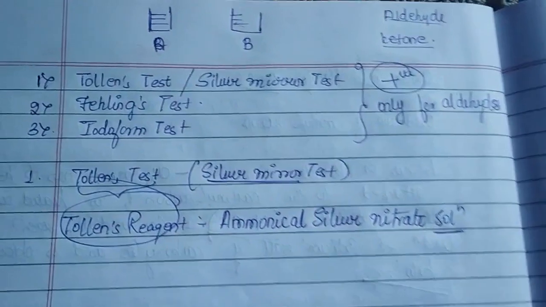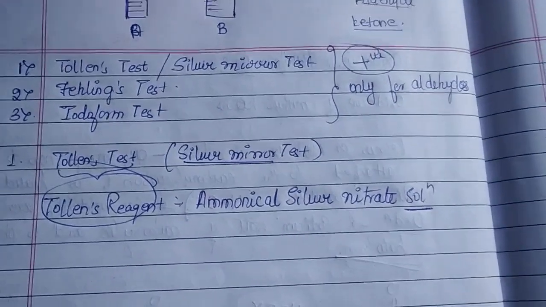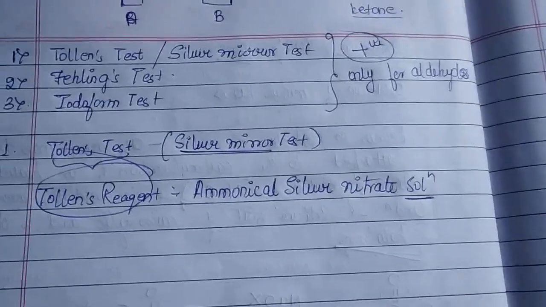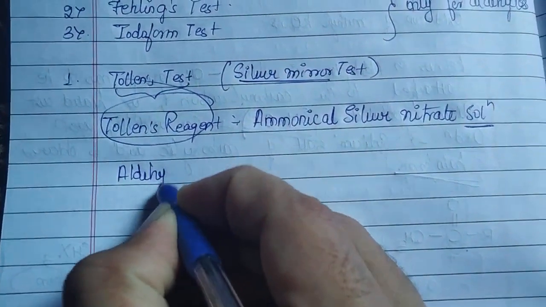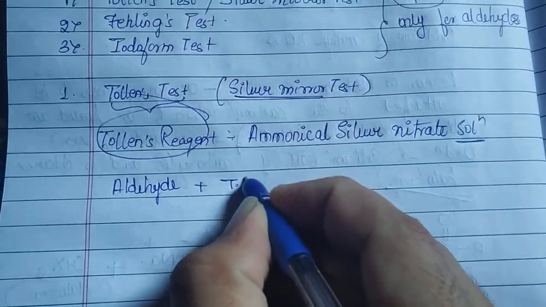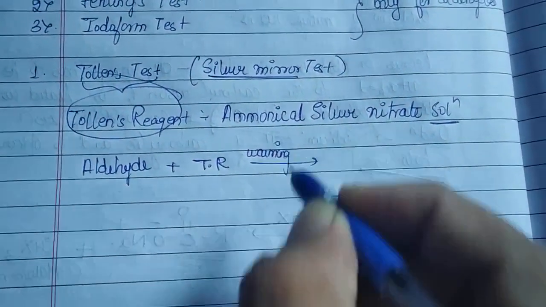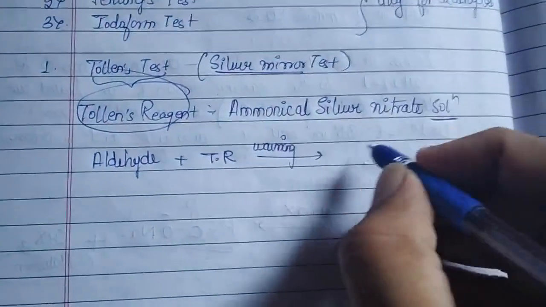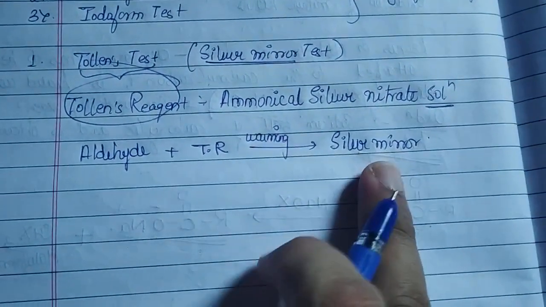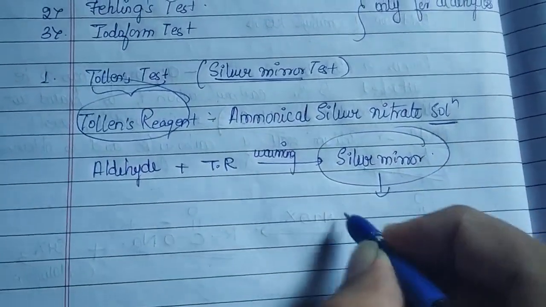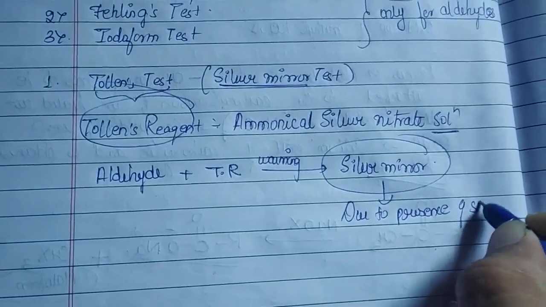Here, the given compound, you do not know whether it is an aldehyde or a ketone, but for our assumption, I am taking that the given compound is an aldehyde. Whenever you treat your aldehyde with this Tollen's reagent and warm it, I am giving you the observation point: you would observe a silver mirror. And why is this so? Because of the presence of silver metal which is produced.